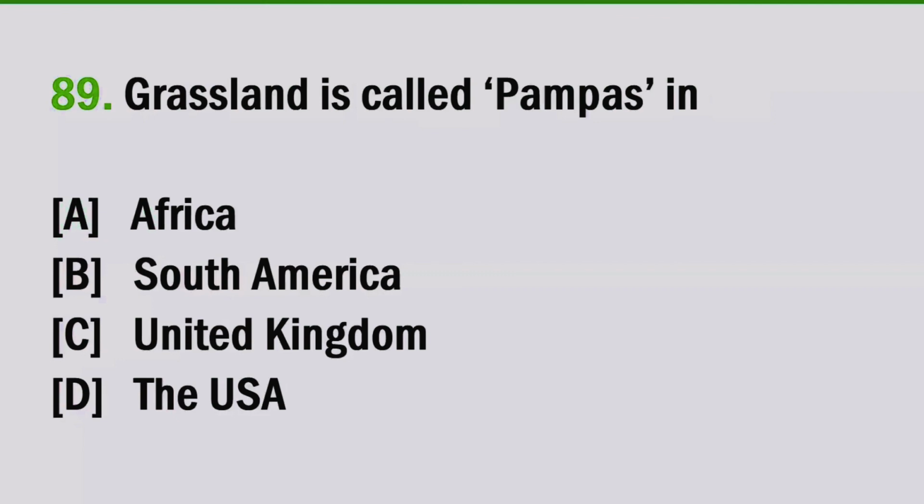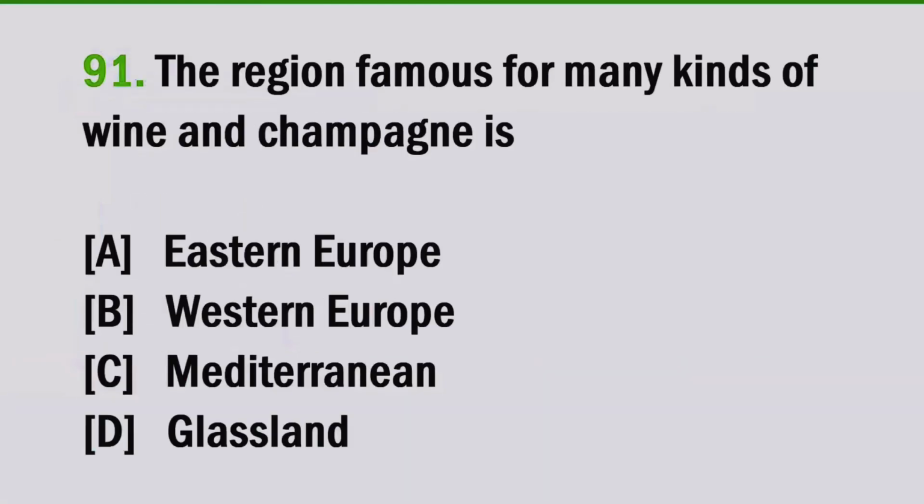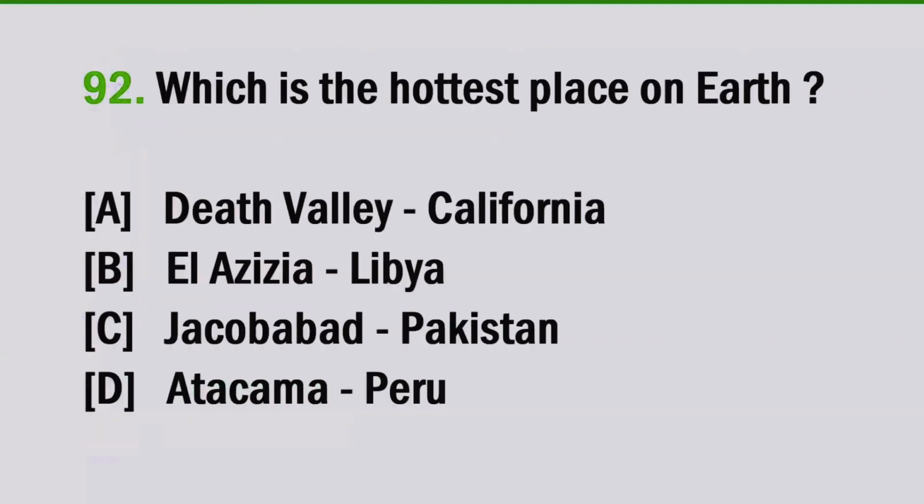Grassland is called pampas in. Answer B. South America. Panama Canal was constructed in. Answer D. 1914 AD. The region famous for many kinds of wine and champagne is. Answer C. Mediterranean. Which is the hottest place on earth? Answer B. El Azizia, Libya.